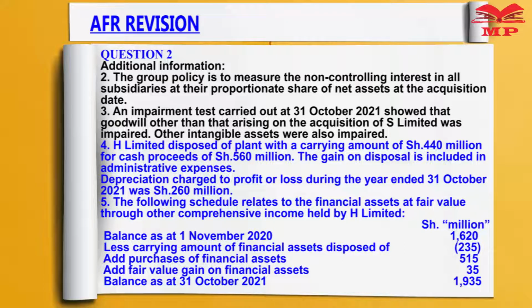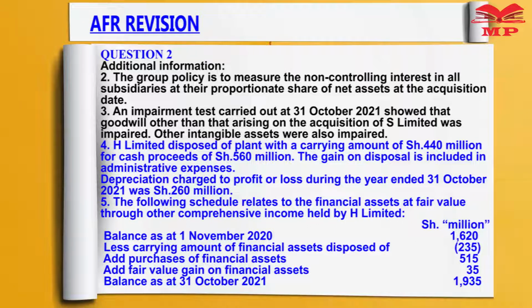So then in note number 5, we are told the following schedule relates to financial asset at fair value through other comprehensive income held by H Limited. So that information you're told it relates to financial asset. Financial asset, we have to remember that this is an investment in shares, and when we talk about financial asset at fair value, this is whereby the company invests in shares and the company intends to retain ownership of such shares for a long period of time. So generally, this should be accounted for by the company as a non-current asset.